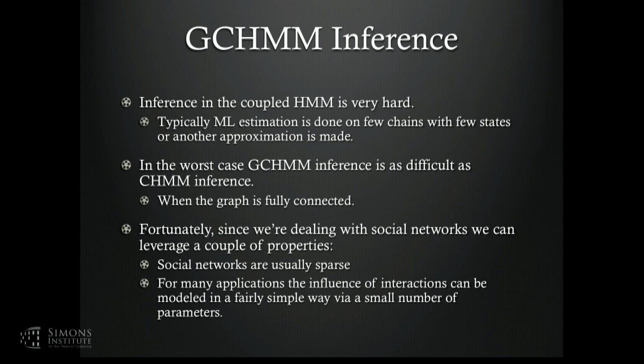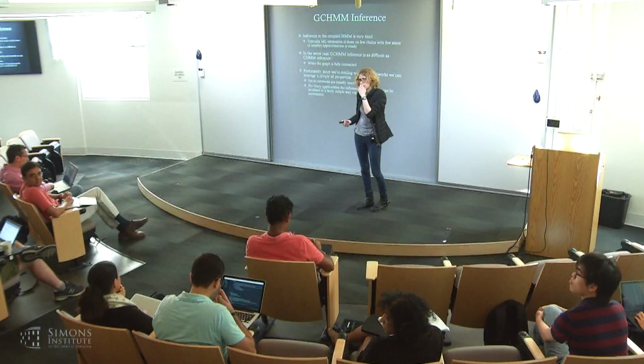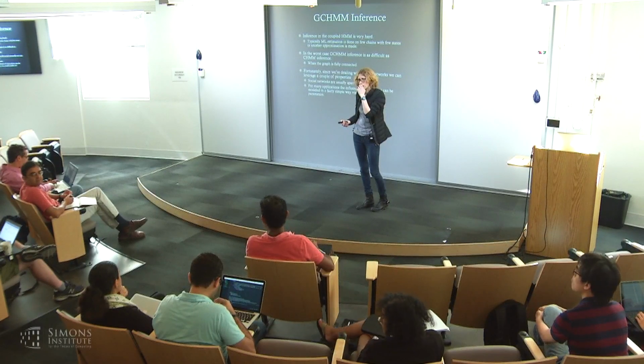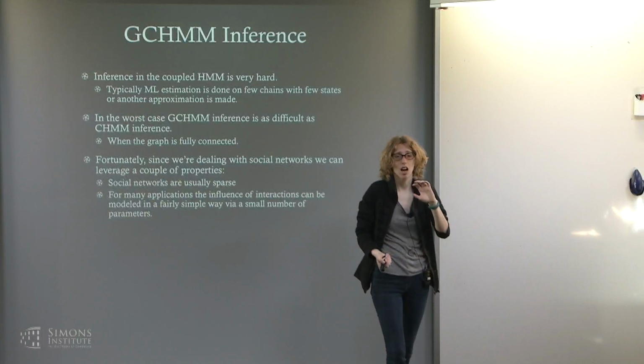And this is basically to say inference in a coupled HMM is very hard. If it's fully coupled, if you have a fully connected... For the previous one, where does the interaction network really come from? It's tracked. It's given.